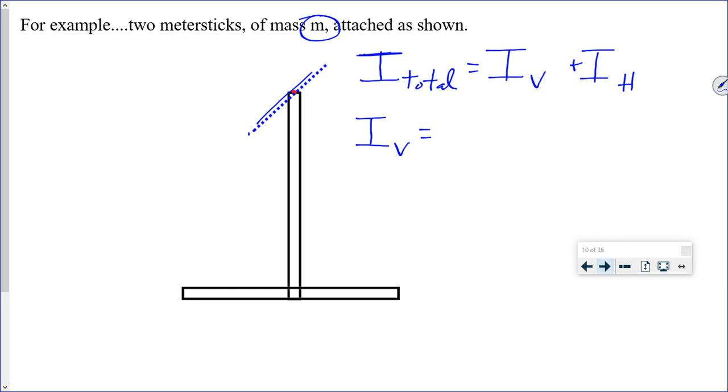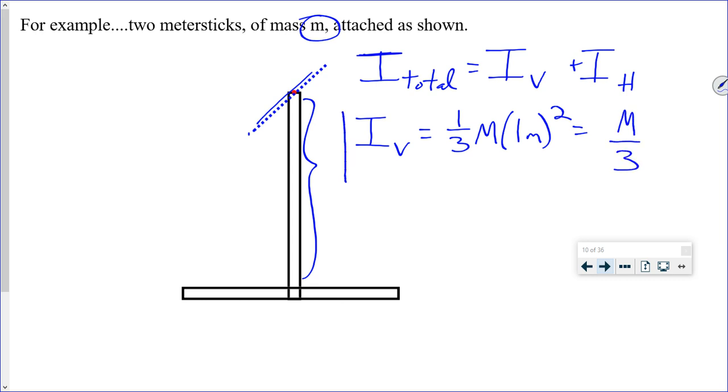So I about a stick around one end is 1/3 m times r squared. Well, here r would just be 1 meter, so that's just m over 3. So that's the rotational inertia of the vertical stick.